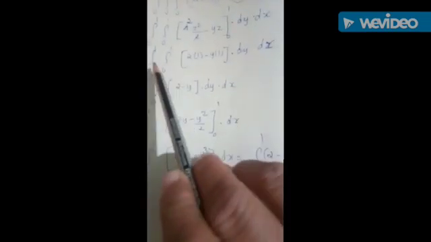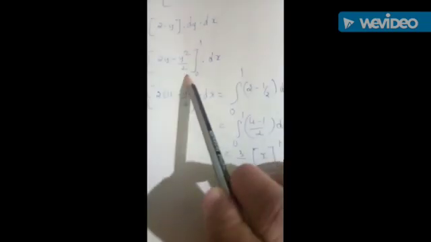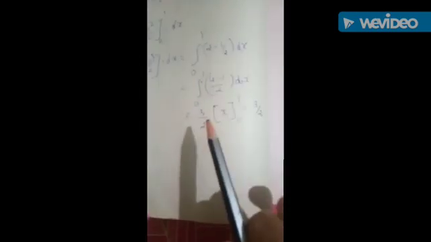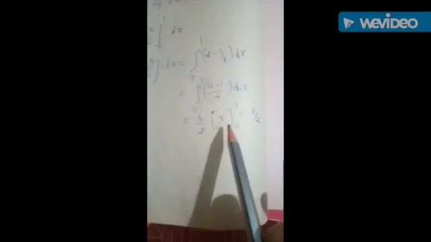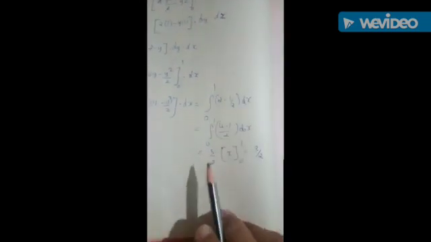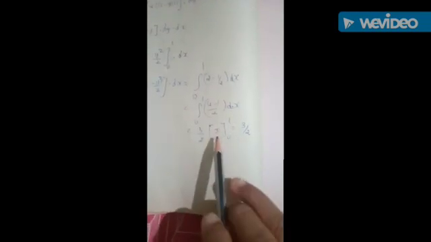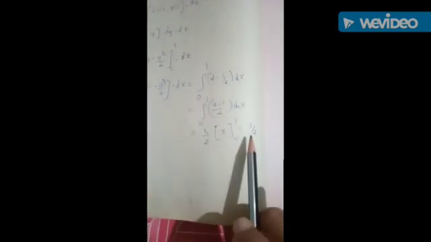Then again integrating with respect to y, we get 2y − y²/2, and substituting the upper limit 1, we get 2 − 1/2, that is 4 − 1 over 2, that is 3/2 times x. Then integrating x from 0 to 1 and substituting x = 1, we get 3/2. The value is 3/2. Thank you.